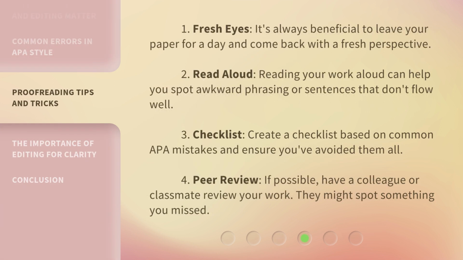1. Fresh eyes. It's always beneficial to leave your paper for a day and come back with a fresh perspective. 2. Read aloud. Reading your work aloud can help you spot awkward phrasing or sentences that don't flow well. 3. Checklist. Create a checklist based on common APA mistakes and ensure you've avoided them all. 4. Peer review. If possible, have a colleague or classmate review your work. They might spot something you missed.